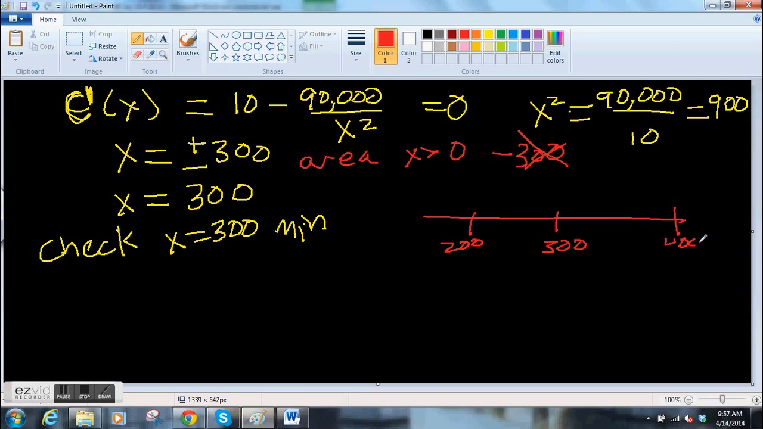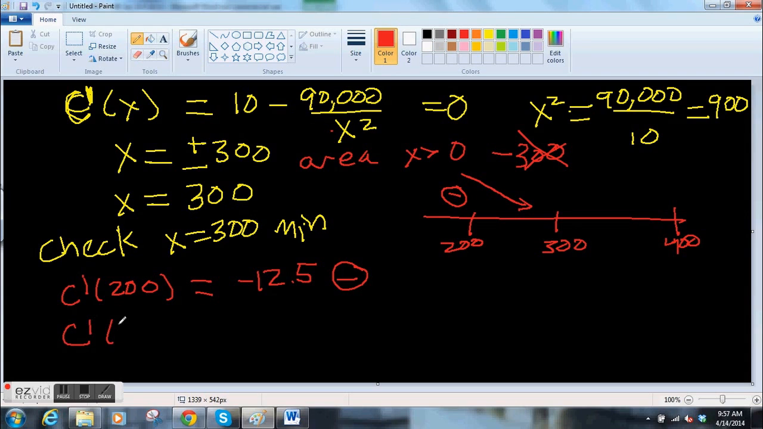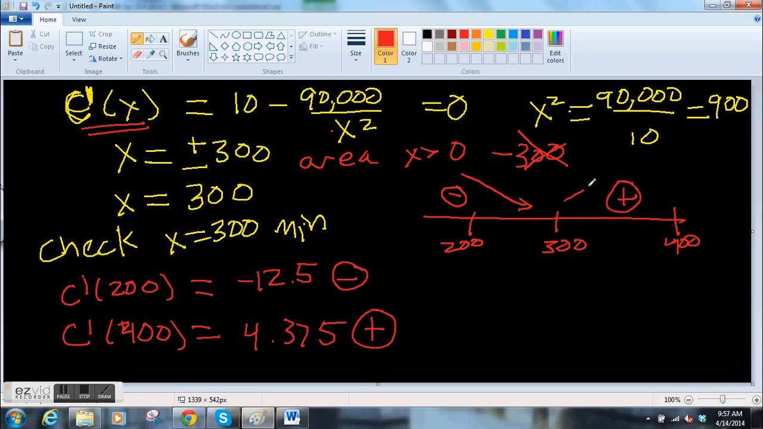All right. So you check by saying, what is the first derivative evaluated at 200? So you take 200 and you plug 200 into here. 10 minus 90,000 divided by 200 squared gives you negative 12.5. You can try that. The point is, it's negative. So you think, okay, this side, the function is negative, like that. And over here, the first derivative at 400. So again, we're plugging 400 into the first derivative, not into the cost function. That's going to be equal to 4.375. That's a positive number. I actually did the math there, and I'm sort of shortcutting a little bit. So this tells us that the function goes down and then up. So at this point here, because it changes sign and it goes from negative to positive, that means 300 is in fact a minimum.